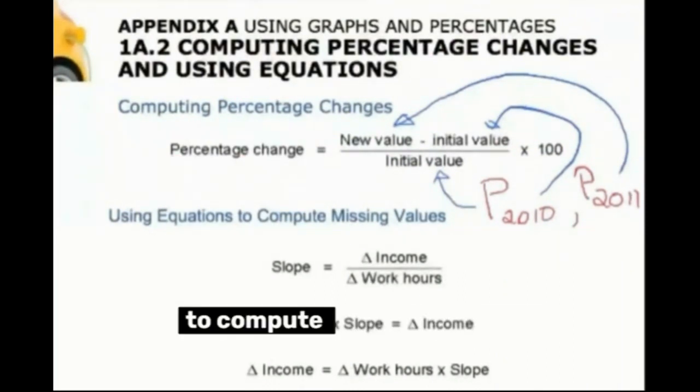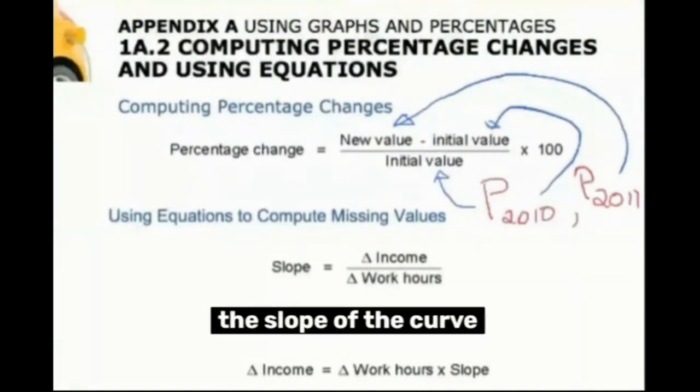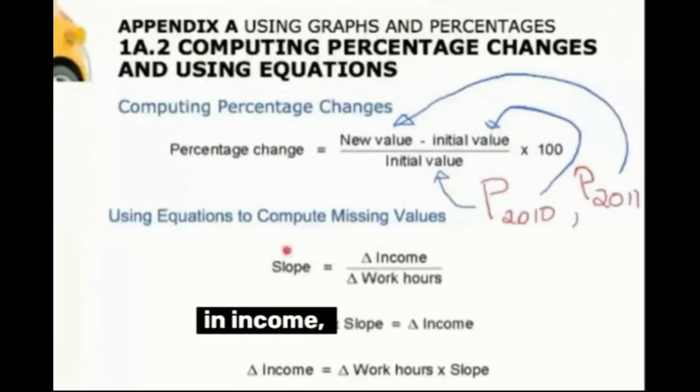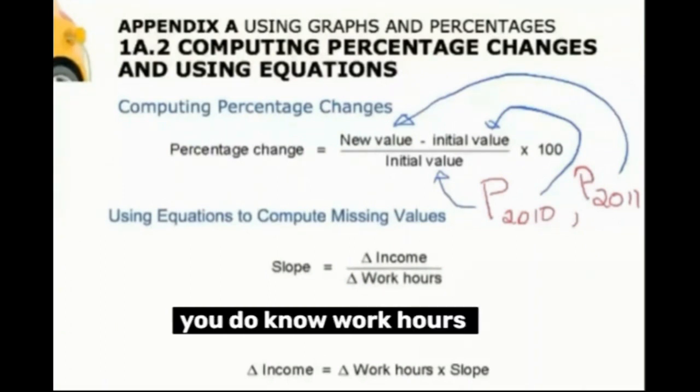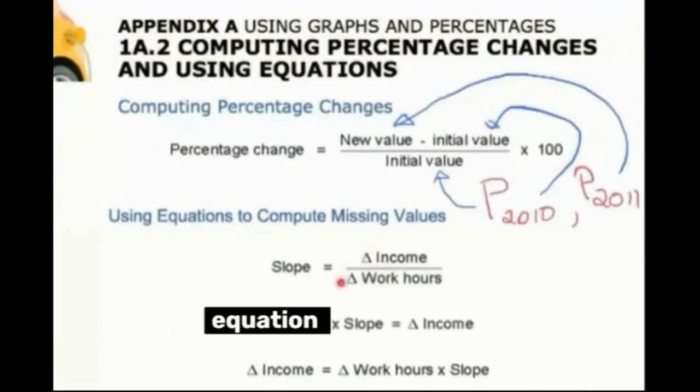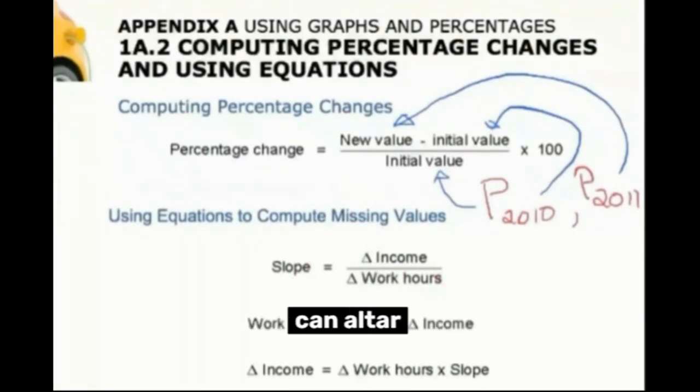You're also going to want to be very good at using equations to compute missing values. Remember, when we looked at the slope of the curve for hours worked and income, the slope was equal to the change in income divided by the change in work hours. Now suppose you don't know the change in income, but you do know work hours and slope. Well, since we know this equation is correct, we can alter it and solve for one of the other variables as long as we know two of them.